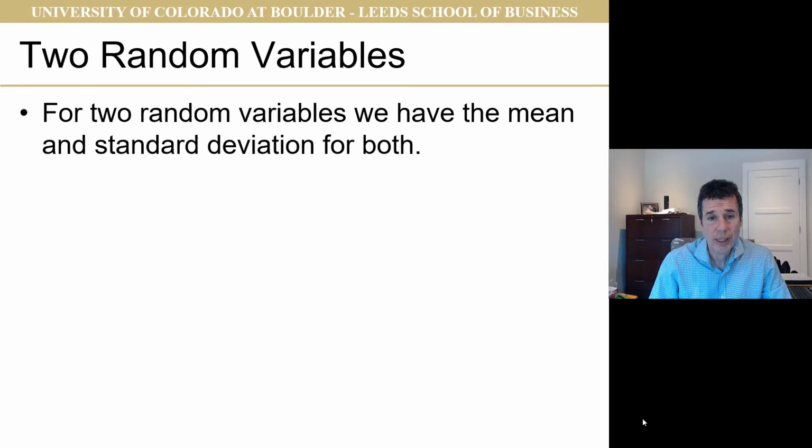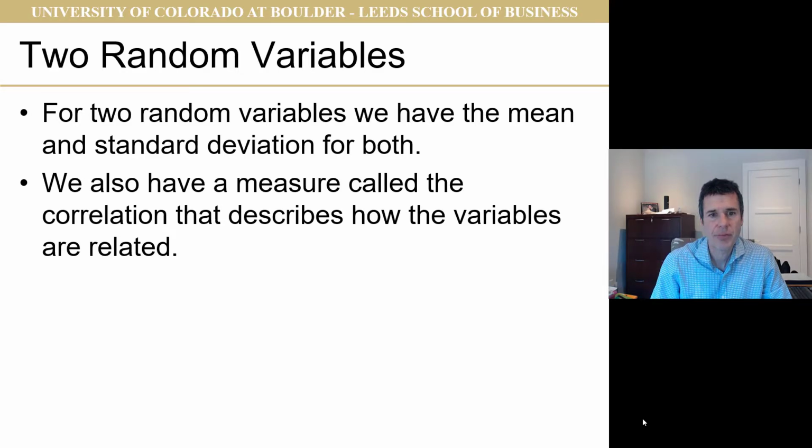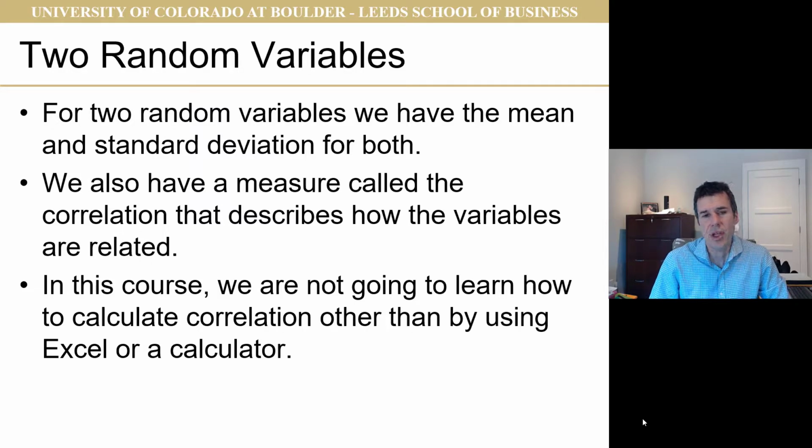Now, for two random variables, we have both the mean and the standard deviation. We also have a measure called correlation that describes how the variables are related. And in this course, we're not going to learn how to calculate correlation directly. We're going to use Excel or a calculator to do that for us.